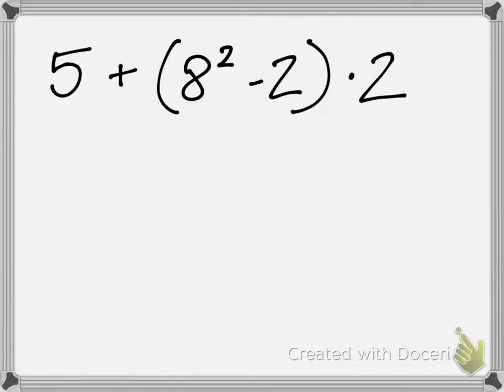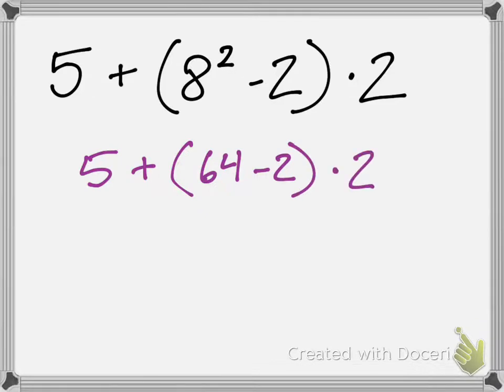Where is the first part that we start? Let's see, Stephanie. Yeah, so in our parentheses, we do our exponent. 8 squared. We write that as 8 times 8 because there's 2 of them. What is 8 times 8, Ani? Perfect. So it now becomes 5 plus 64 minus 2 times 2.